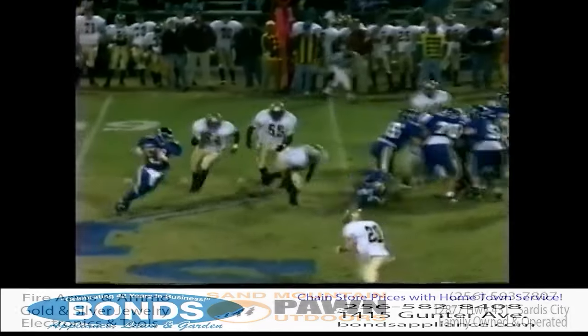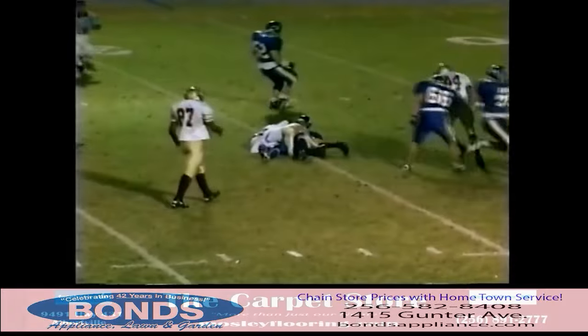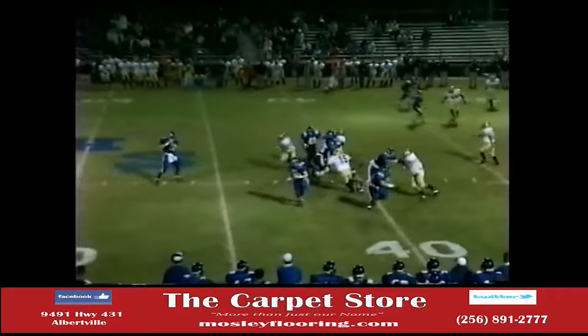Thompson under center, rolls to the right side, fakes to the fullback, tucks it inside. He's got running room. Thompson 40, Thompson 30, and a single-handed tackle. They need to see an Osmo's commercial with some of that yellow. It's third down and 2.